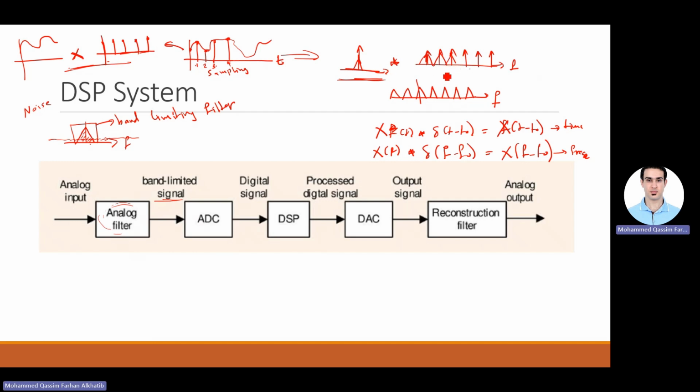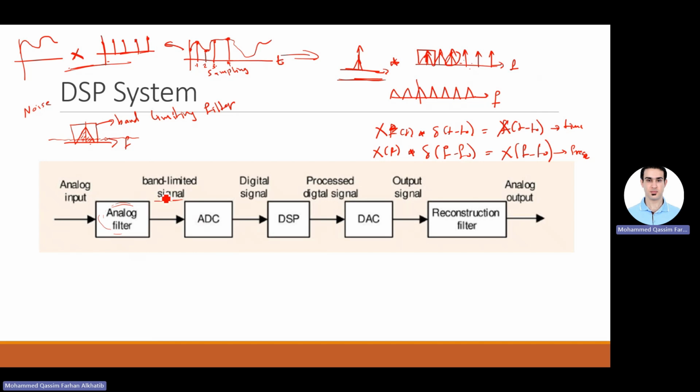Now, why do I need the band limited filter? I want to avoid aliasing. I don't want all of these images to pass through my system. I only want one image. So that's why we need the analog band limiting filter, to remove these other images. Otherwise, there will be a phenomenon called aliasing. We'll talk about it later.